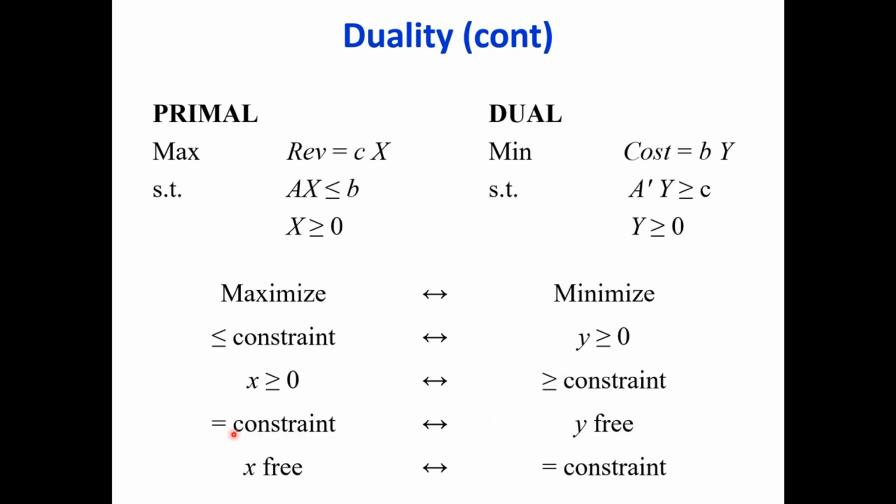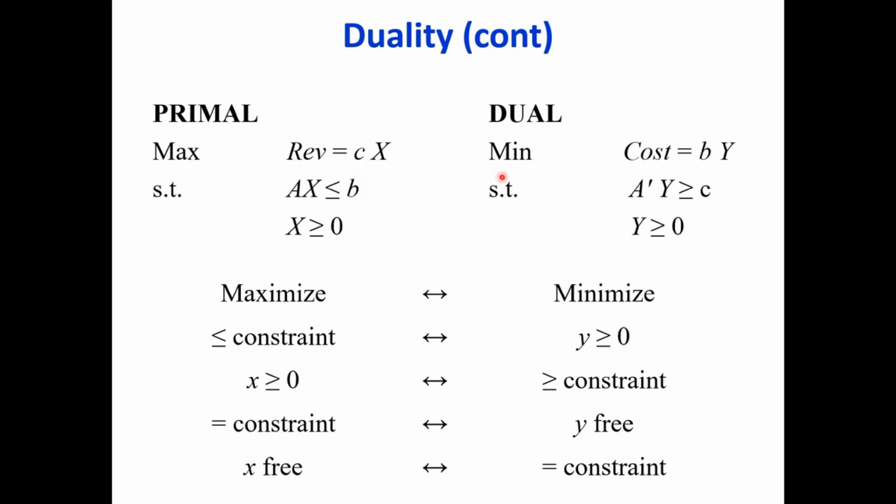All right. If we have an equal constraint, then y is a free variable. In other words, it can take on either a negative or a positive value or 0. And if x is free, so in other words, x is not restricted to being greater than or equal to 0, then the constraint is an equality constraint. So here we've done that.